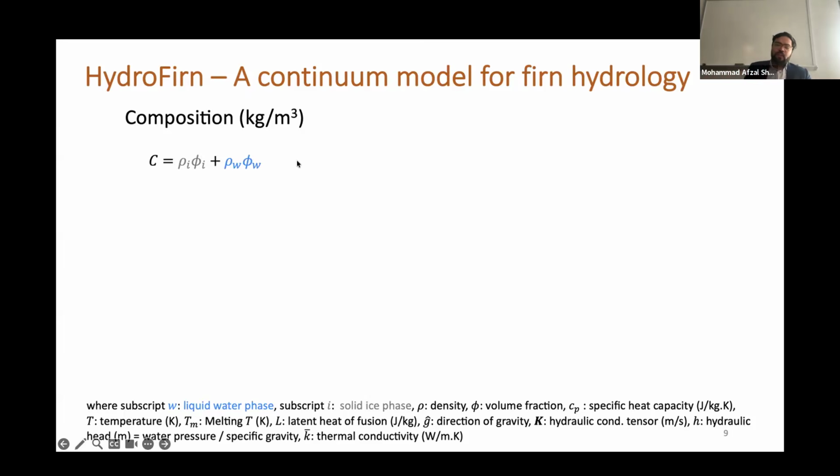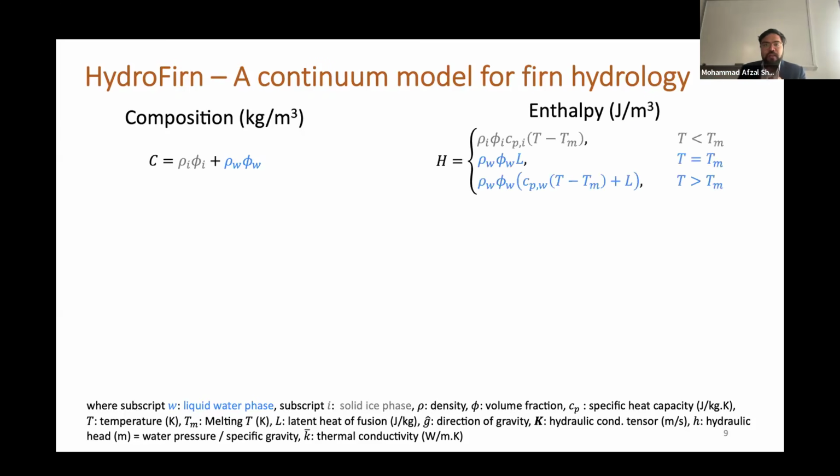Since phase change is involved, we have to think about thermodynamics because firn can be cold. So the variable we'd like to use couldn't be temperature, because at 0 degrees Celsius, you can have all ice, all liquid water, or somewhere in between. So we need a better descriptor of thermodynamic state. And for us, that is enthalpy. So here, enthalpy can be divided into three regions.